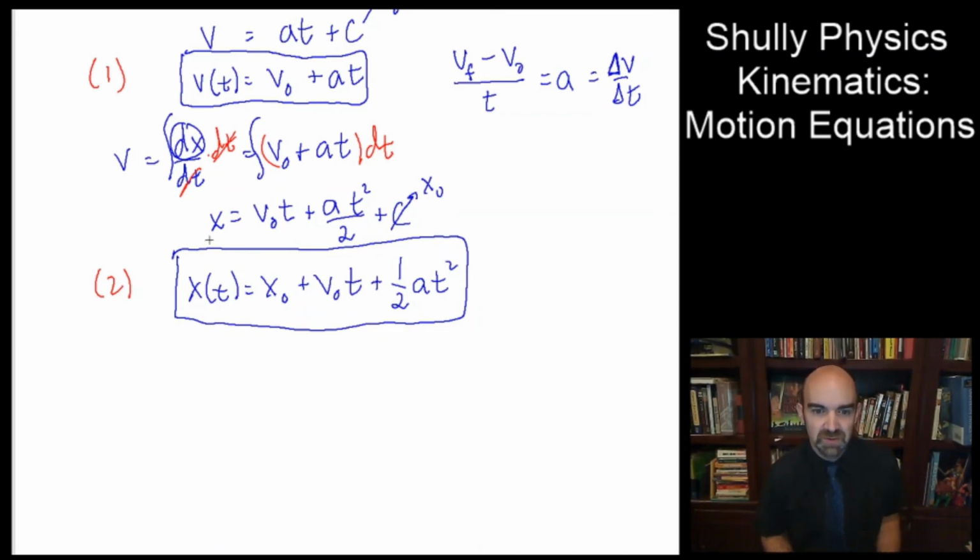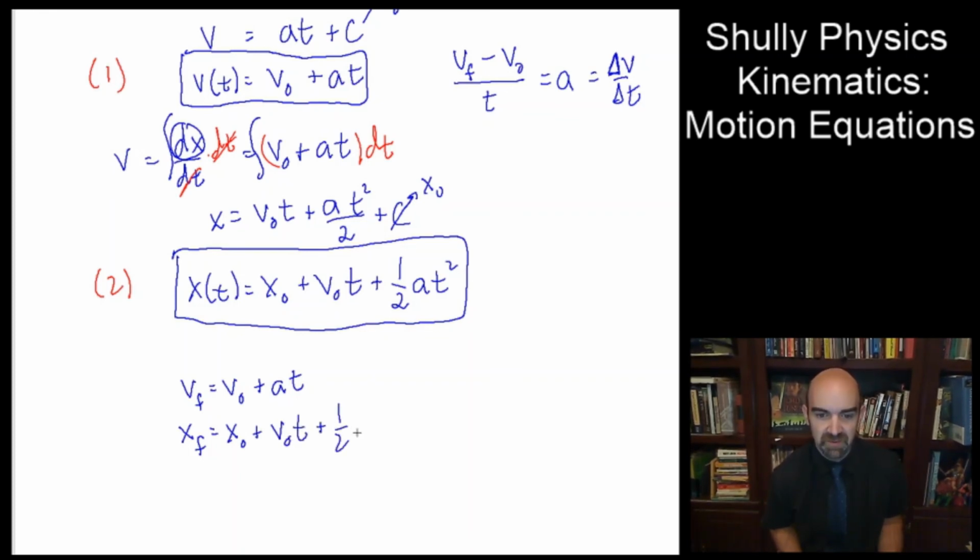So if you look at these two equations, just to rewrite them, we got vf, final velocity, equals initial velocity plus a constant acceleration times time, and final position equals initial position plus initial velocity times time plus half constant acceleration rate times time squared. Okay, so I'm going to rewrite those as equation 1, equation 2.